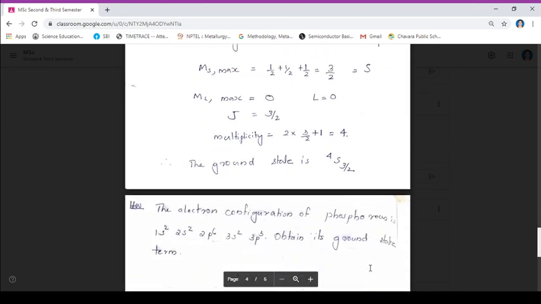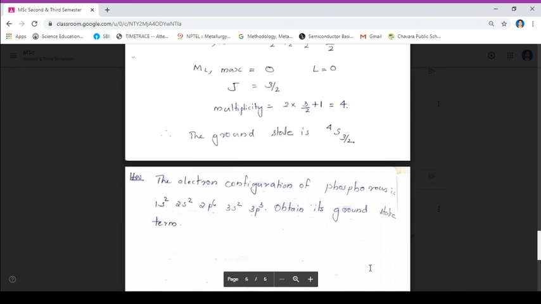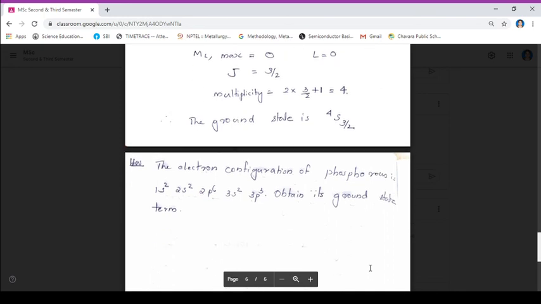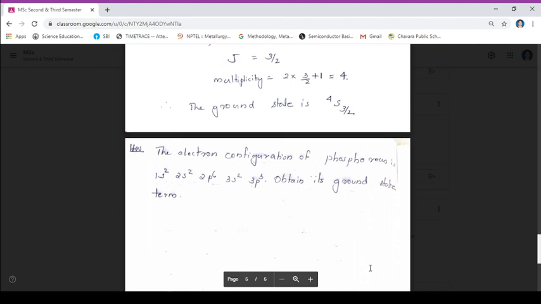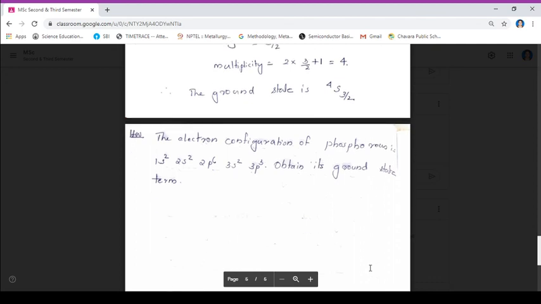Now as homework, try to find out the ground state term corresponding to phosphorus, which has a configuration of 1s2, 2s2, 2p6, 3s2, 3p3. If you have any doubts, you can always ask me.